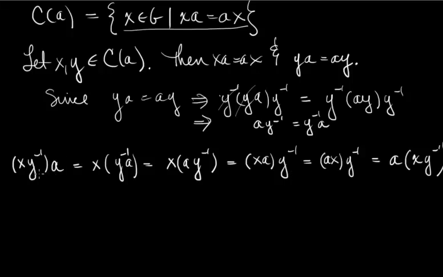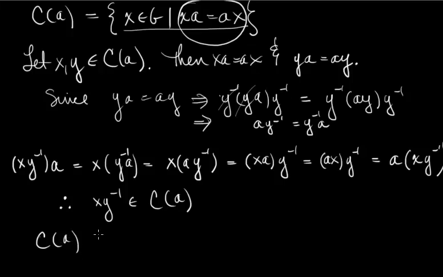Therefore, A commutes with XY inverse, and we can say, therefore, X times Y inverse then is in the centralizer of A. We showed that the XY inverse satisfied the rule for being in the centralizer of A. And we can say then that the centralizer of A is a subgroup of G.